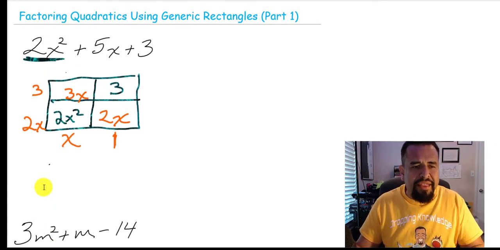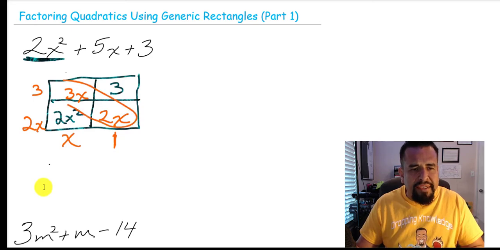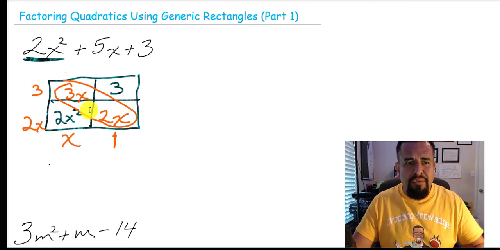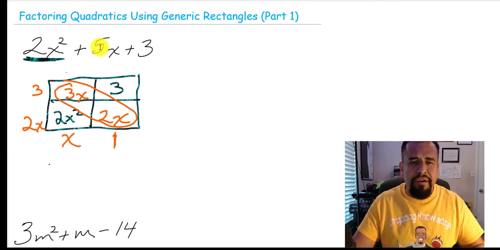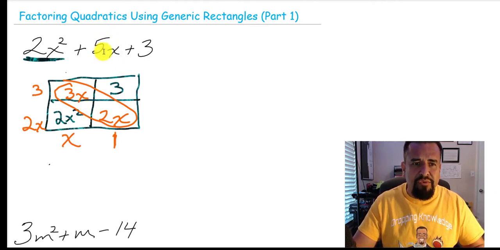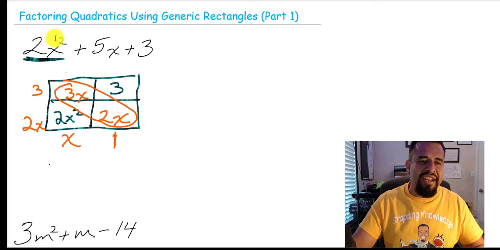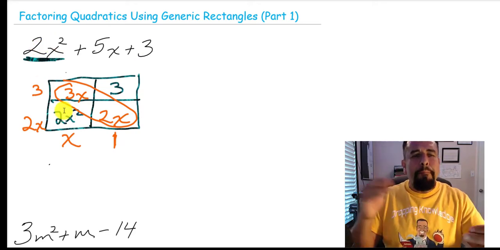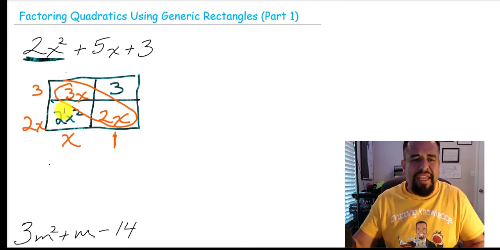Now, how can I verify if this is correct? Well, look at these right here. This 3x plus 2x gives me 5x. Well, look at my middle term here, 5x. Yes, that's where it is. This 3 here came from there. And then this 2x squared came from there. All my values make sense because I know exactly where they came from.